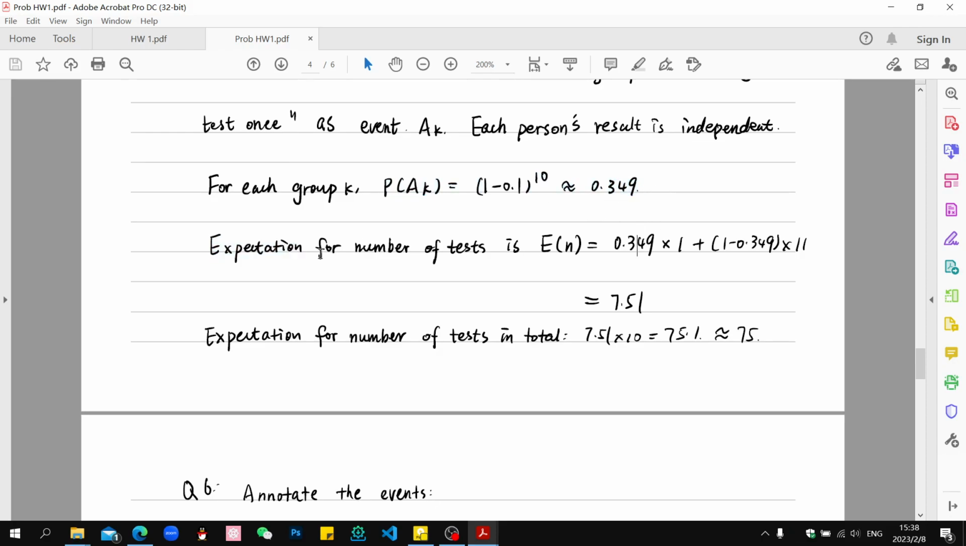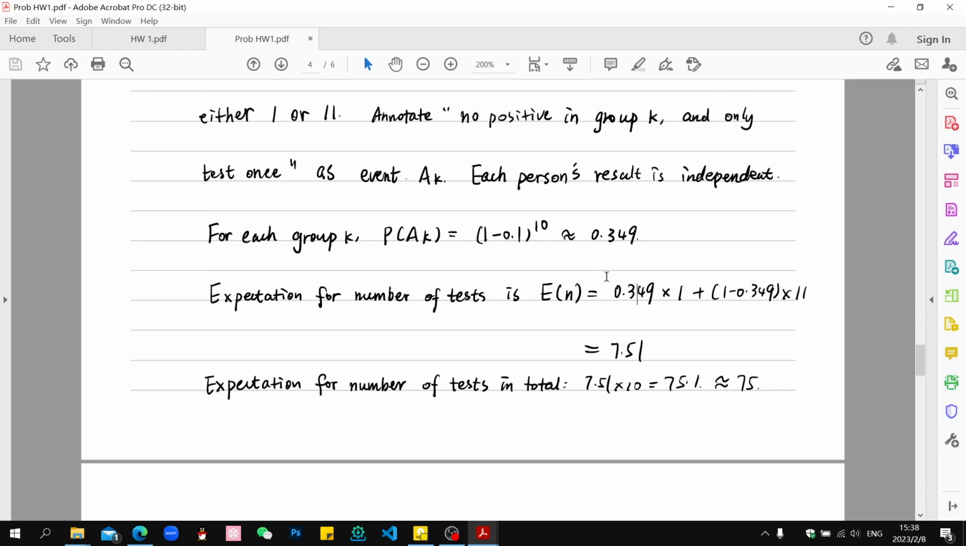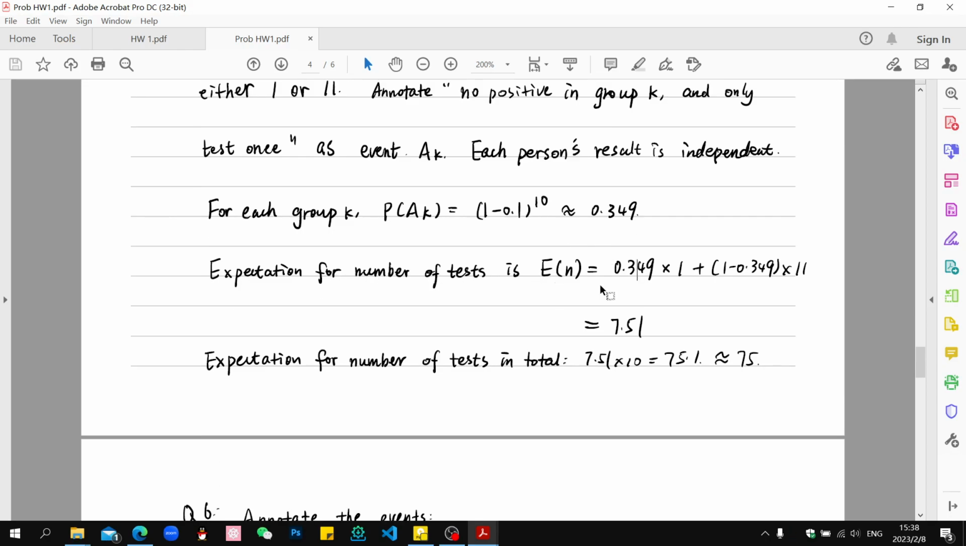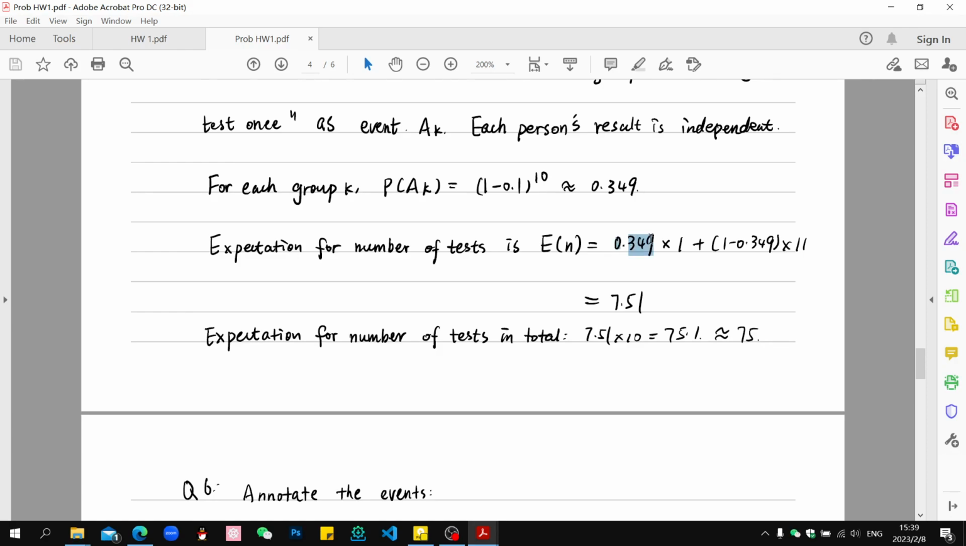So we have the expectation for the number of tests for each group: 0.349 times 1 test for all negative, and 1 minus this number times 11 for at least one positive. That is 7.51 tests for each group. And so we can calculate the expectation for the number of tests in total: 7.51 times 10.